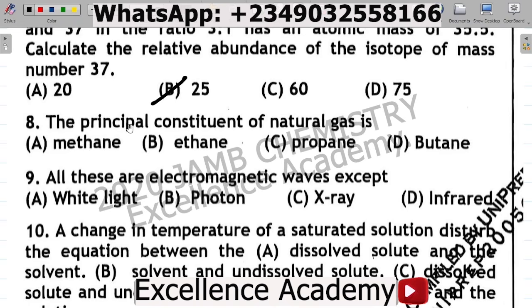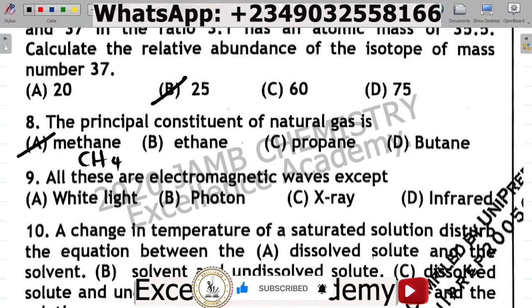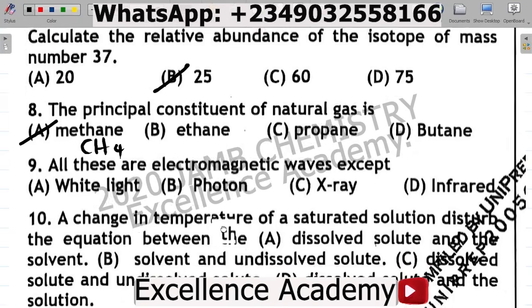Question 8 says, the principal constituent of natural gas is A, methane, B, ethane, C, propane, D, butane. So which of these is the correct answer? The correct answer is A, methane. Note that the formula there is CH4. Methane, CH4, is the principal and commercial constituent of natural gas. So your correct answer there is A, methane.